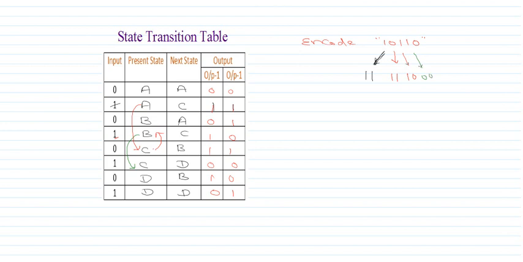Okay. So now when you are in C state and the next input is 0, you are moving to D state. The next state is D. So when you are in D state with an input of 0, that means you have to come from here to here. So you are going to B state with an output of 1 0. So the final encoded data is 1 1 1 1 1 0 0 0 and 1 0. This is using the state transition table.